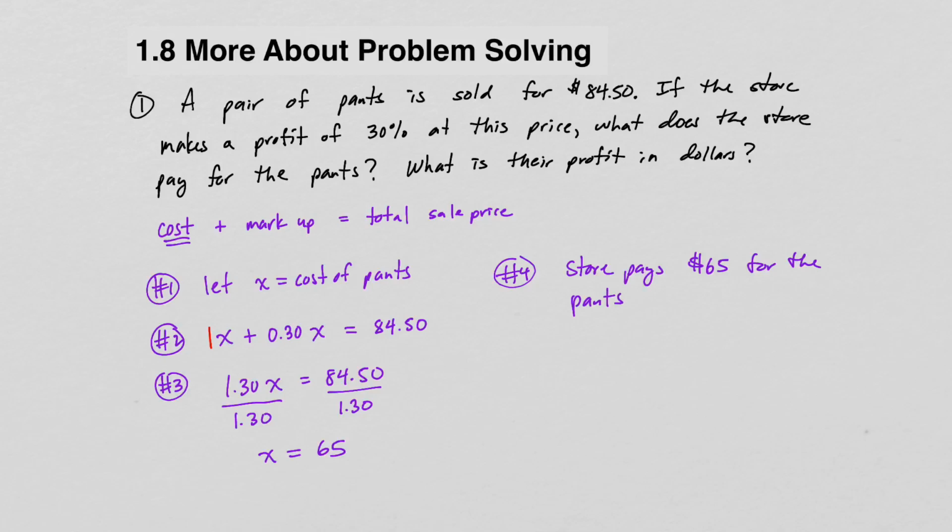Now the second part of the question says, what is their profit in dollars? So we know that they make 30% in profit, but what is the actual dollar amount of that profit? You can figure this out in one of two ways. You can either multiply 30% by $65, or the easier way to do it perhaps is just to take the sale price, which is $84.50, and subtract their cost. And if you do this, you get $19.50.